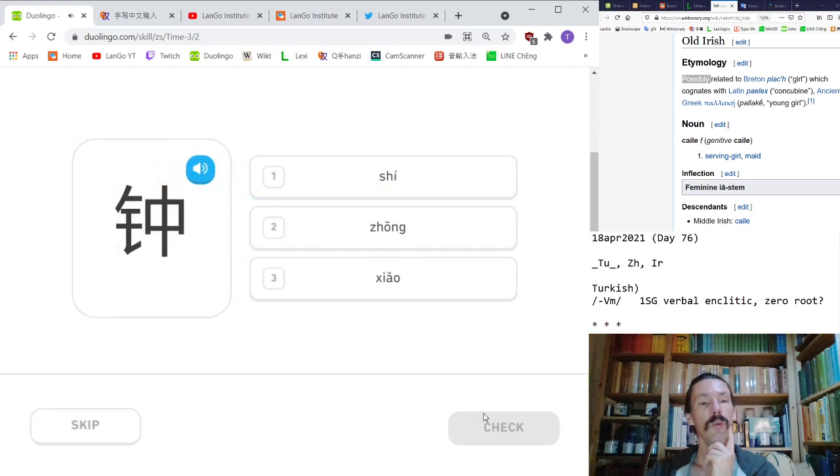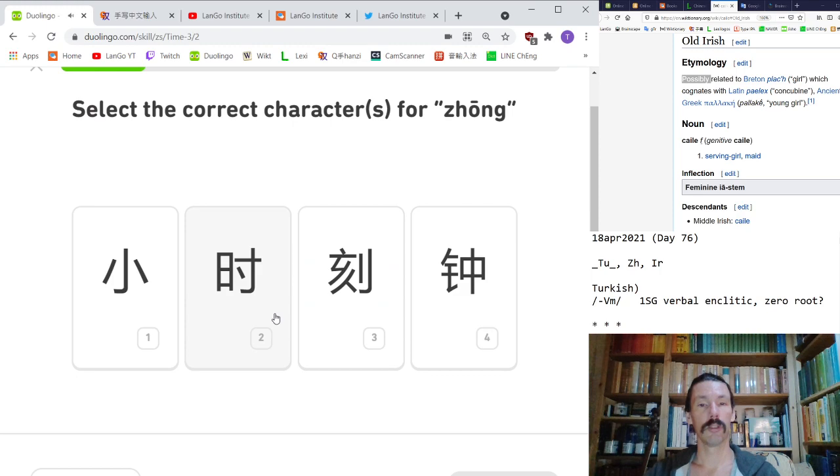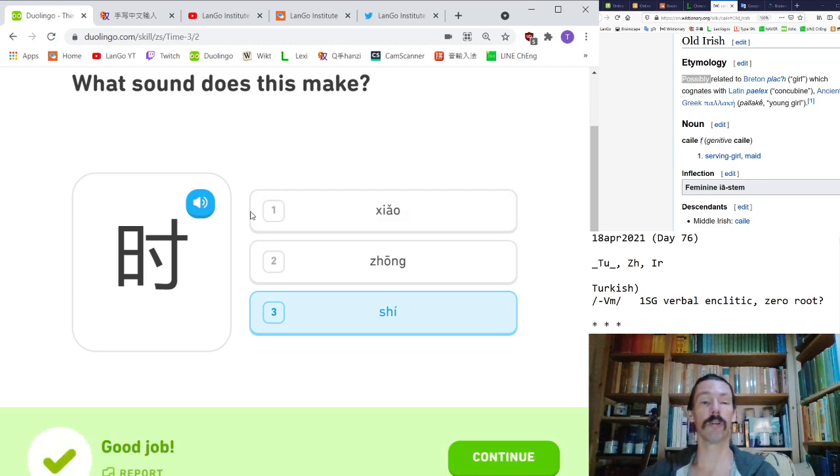钟 zhōng for the clock and the bell, named for its sound likely. Zhōng, I mean time. So from left, xiǎo, 小时, 刻钟, 时 shí, like originally season, hour, time now.